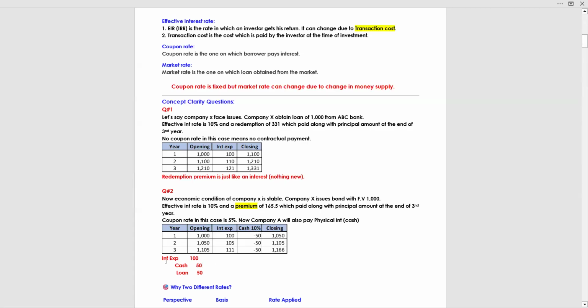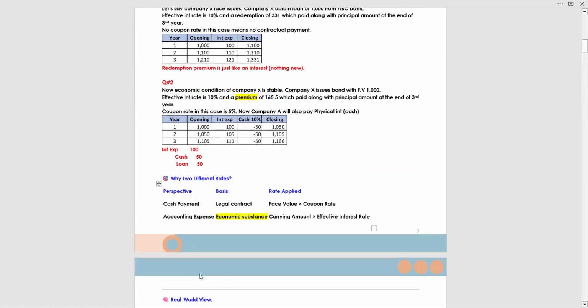Now the entry of the first year is interest expense debit by 100, cash payment 50. Now you can see it reduces your liability, your loan payable amount, by 50. So this is what happens in case of a coupon, if there is a coupon or physical interest payment.